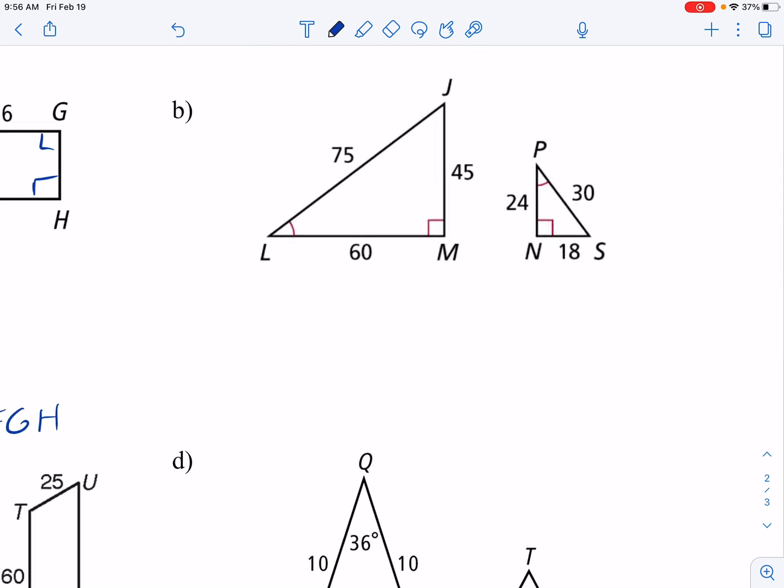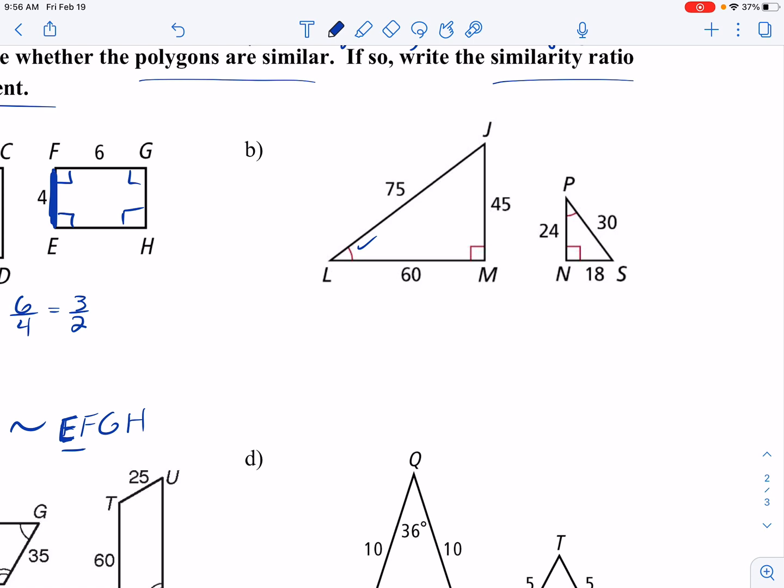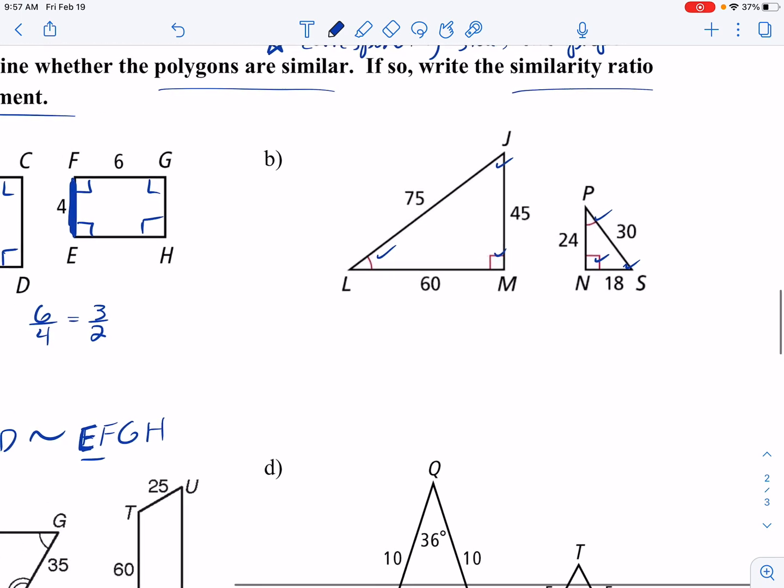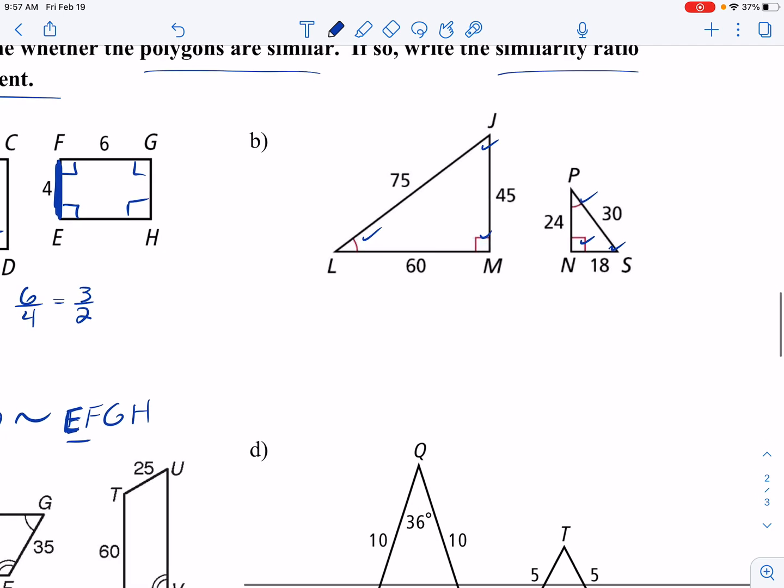If you have two congruent angles, then you know the third angle is congruent, right? So angle L, these all check off. We have one corresponding angle, two, and then we know the third is also congruent because of the third angles theorem. Now let's check the sides. Let's check the ratio of the sides. Let's do the hypotenuse first.